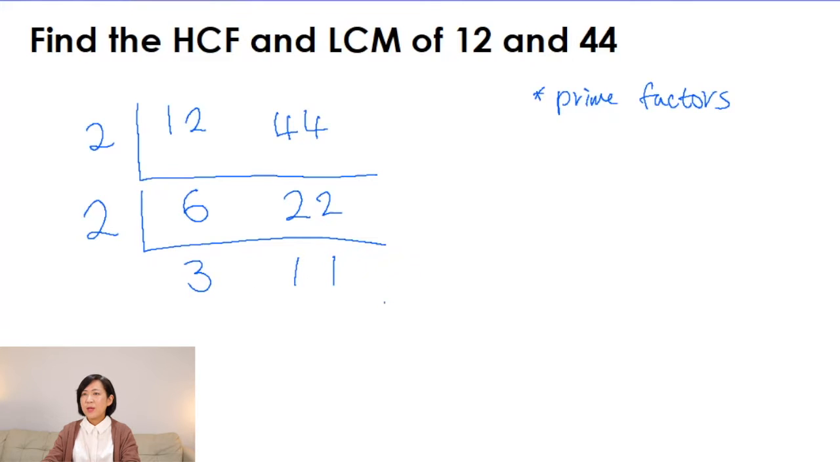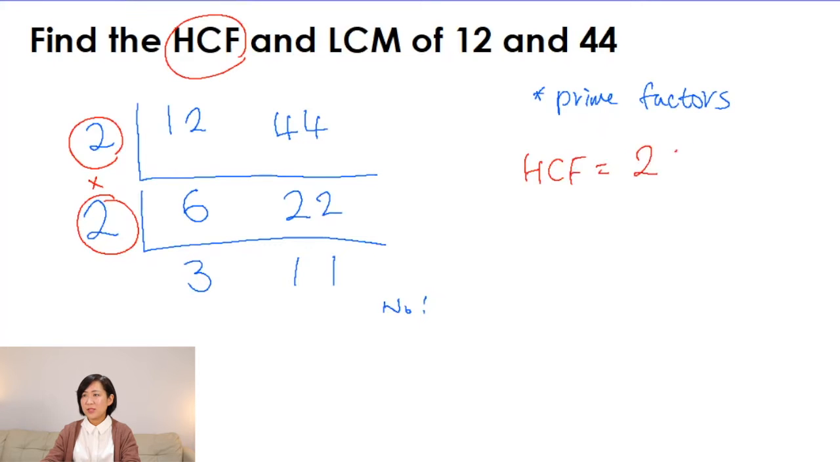Now, think about the common prime factor of 3 and 11. No, we can't find any more. That means we need to stop here. Then HCF, highest common factor, you need to multiply the numbers on the vertical side. HCF is 2 times 2. That gives you 4, because the highest common factor is the biggest number you can divide into 12 and 44. That's why 4 is the biggest number of them, right?